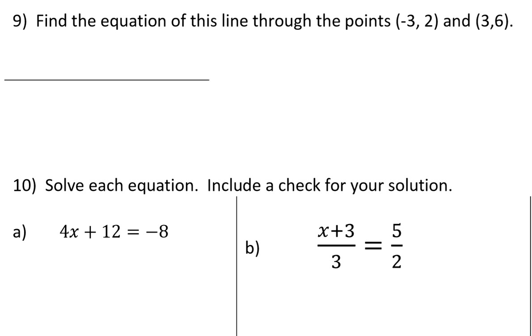This is a great problem we've been doing nearly since the beginning of the year. It says find the equation of the line through the points (-3, 2) and (3, 6). There's a couple different strategies we have, and we've been looking at one most recently that involves systems of equations. I'm not going to use that technique here.